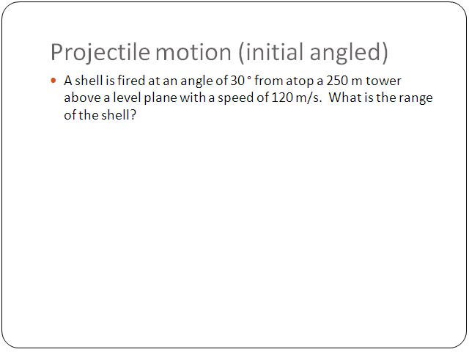So in this case right here, a shell is fired at an angle of 30 degrees from atop a 250 meter tower, same as before, above a level plane. How fast must the shell be fired to travel 2,000 meters? Well, we found last time that if we fired at 120 meters per second at 30 degrees from a 250 meter high tower, it only went about 1,600 meters. We need to get to 2,000. It's going to have to go faster, but we don't know how much faster. So that's what we have to figure out.